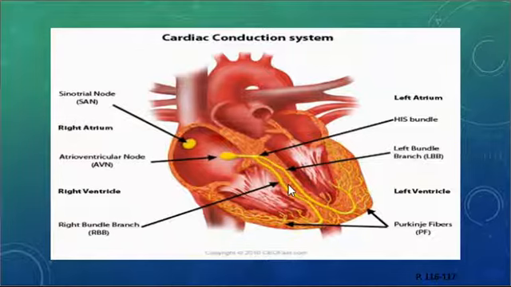AV node sends the impulse right down through the bundles. We call them the bundle branches. There's the left branch, the right branch. They branch off into these Purkinje fibers, which is important when we start talking about dysrhythmias.